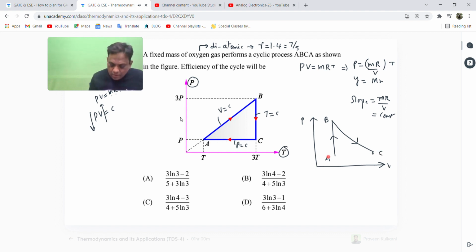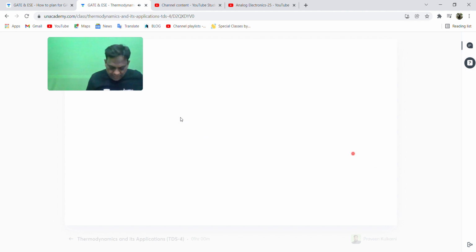And what is C to A? Constant pressure. Yes, my dear students, this is actually the cycle. Hope you have understood clearly. So therefore, let me take it to the next slide.